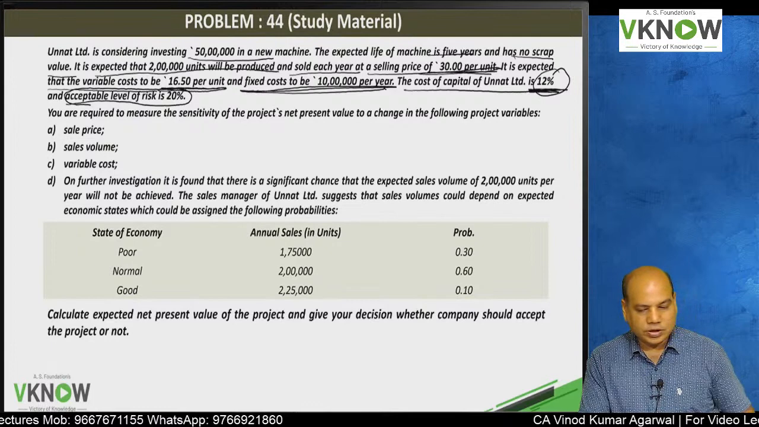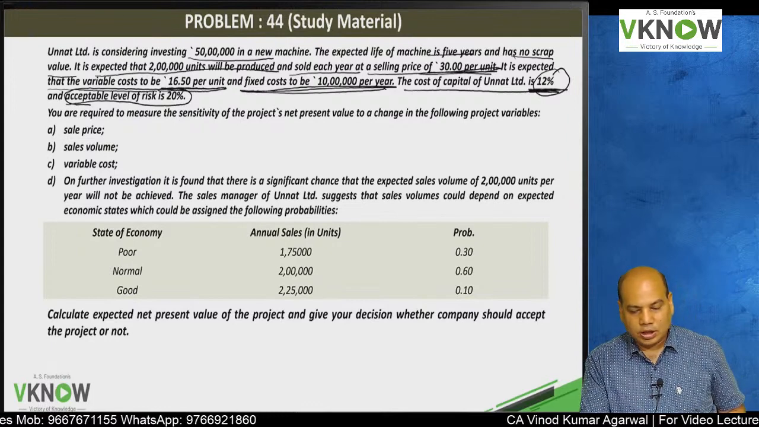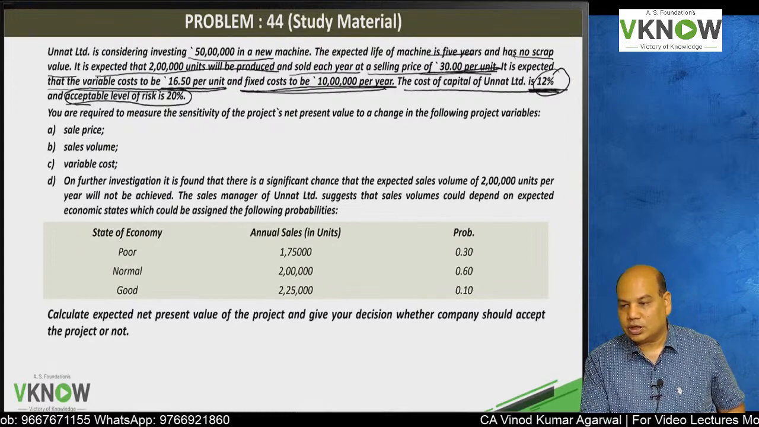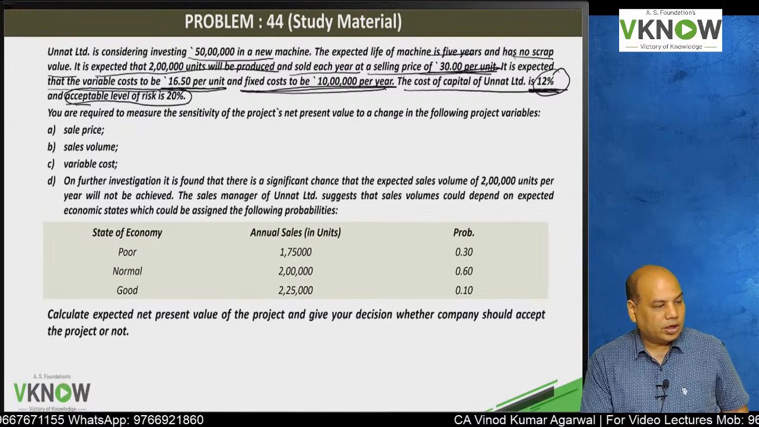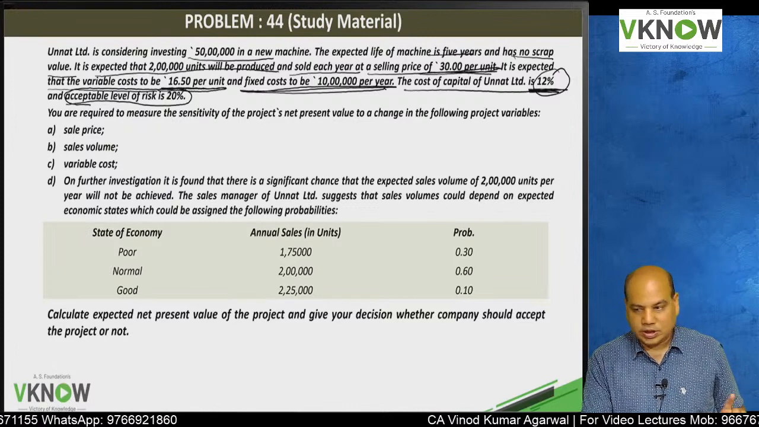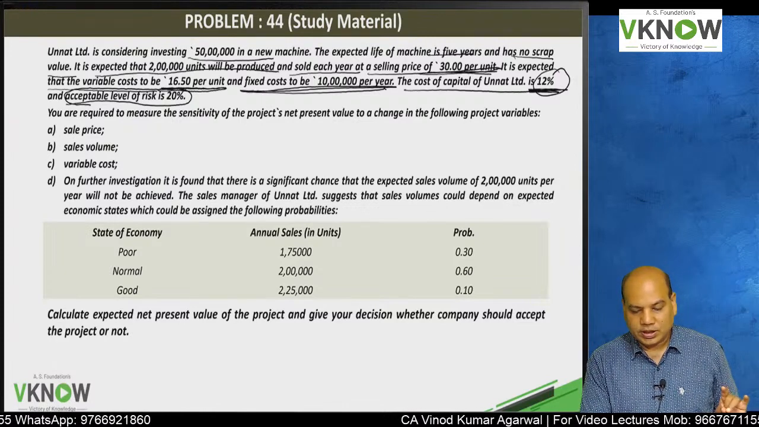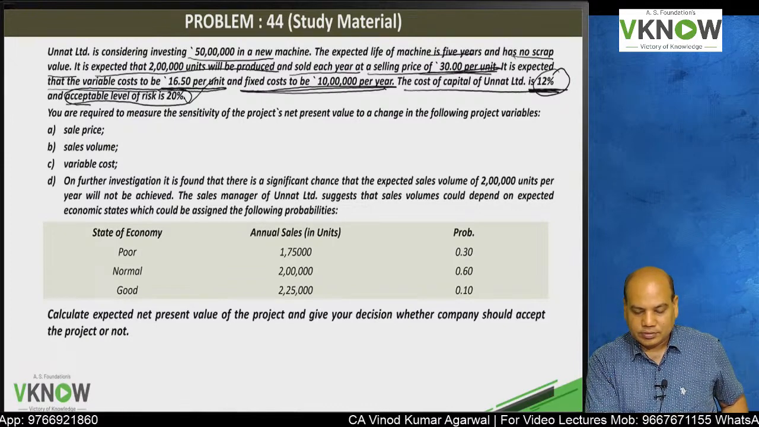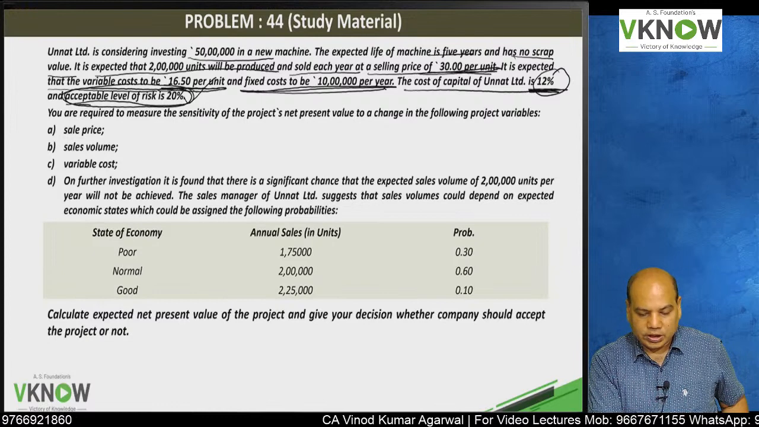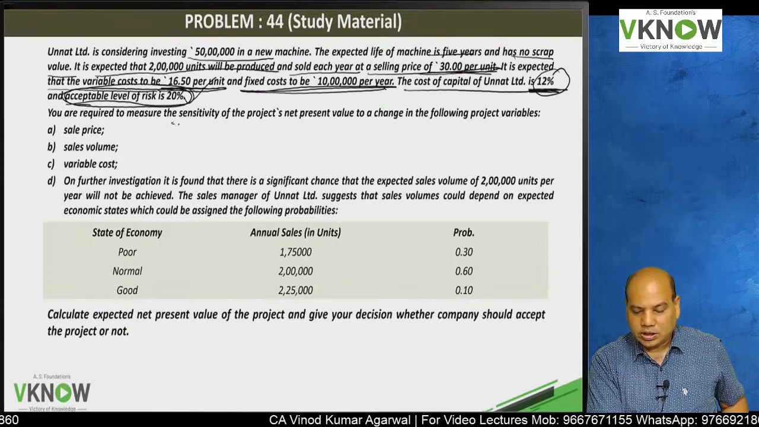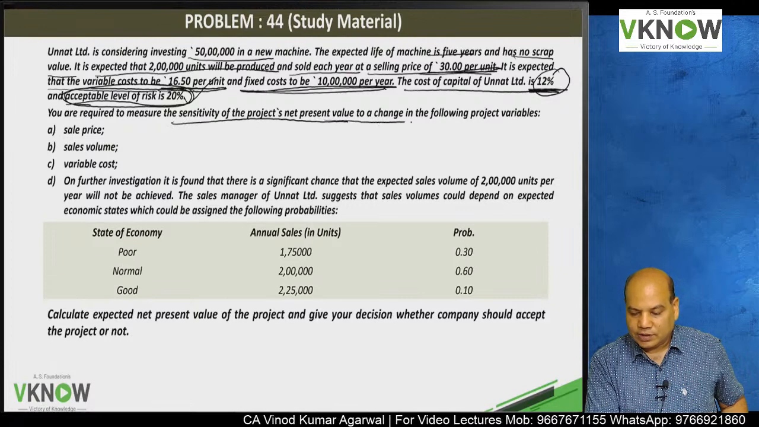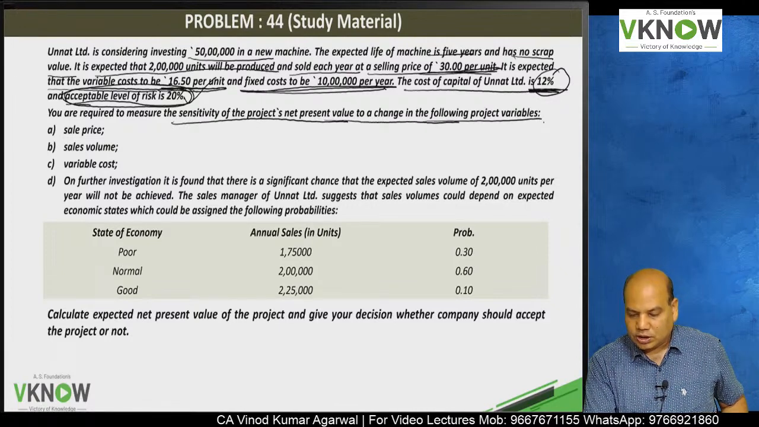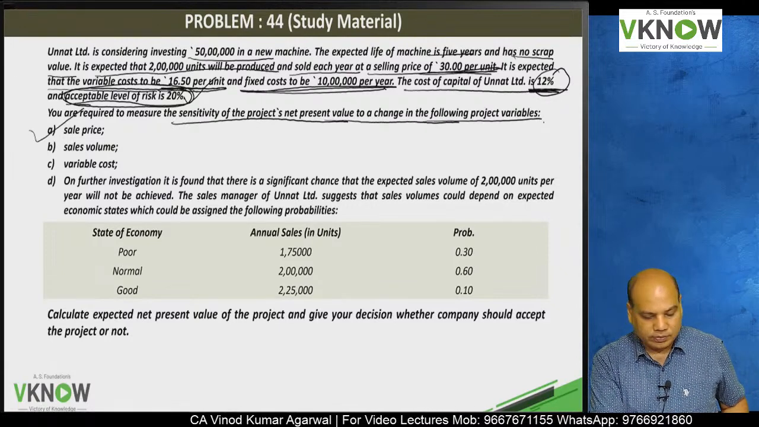Acceptable level of risk is 20%, which means if the risk is more than 20%, the project will not be accepted. That I will require in the end. If the risk is more than 20%, the project will not be accepted. You are required to measure the sensitivity of the project's NPV to a change in the following project variables.